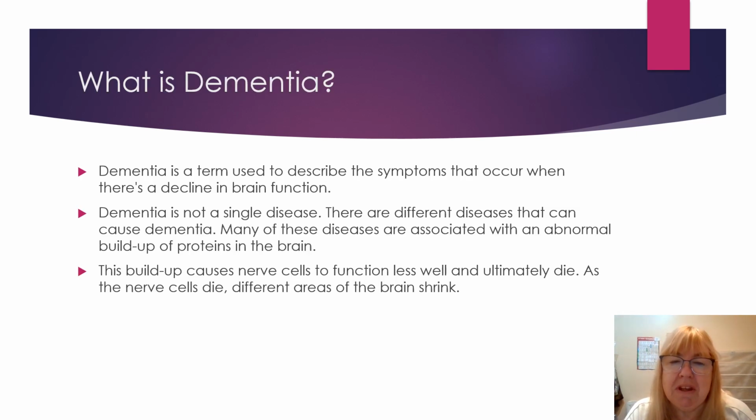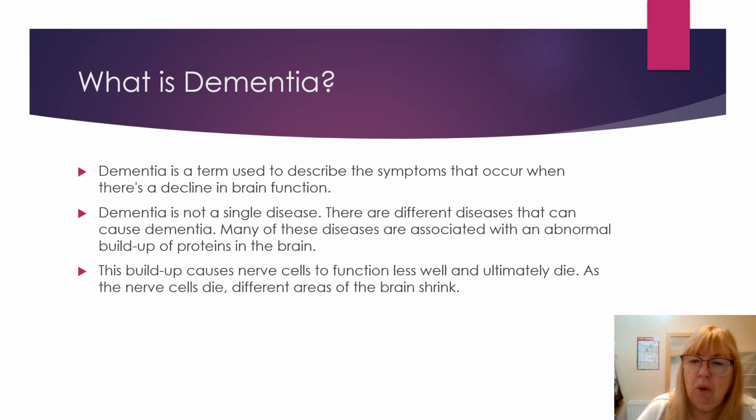Okay, so what is dementia? It's a term that describes the symptoms that occur when there's a decline in brain function, but it's not just one single disease. We often hear, oh, she's got dementia, but actually there are different types of dementia, and there are different causes and diseases that cause them.